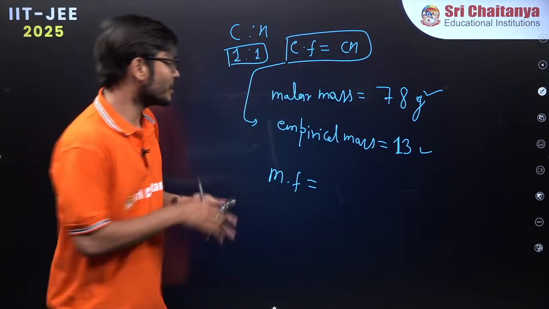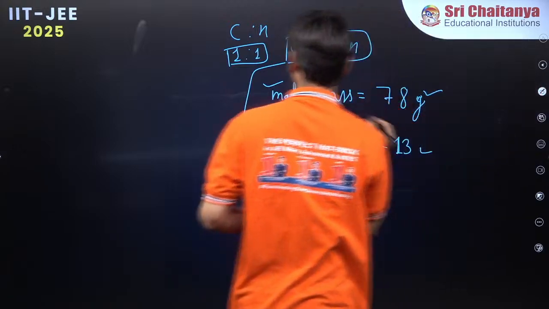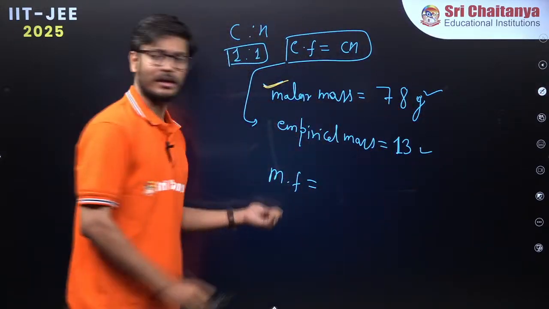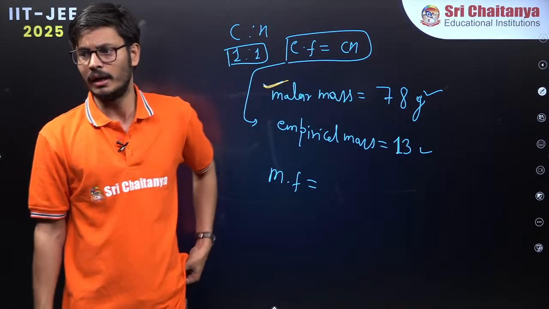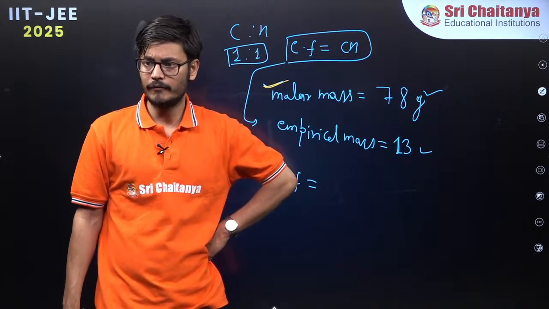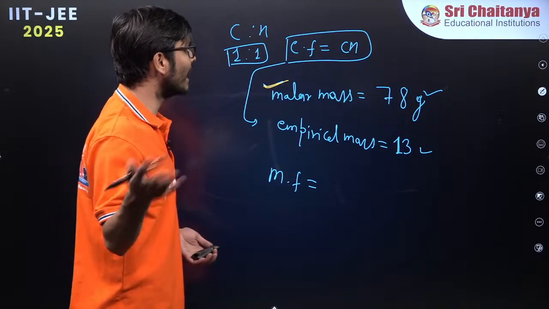So the molar mass is provided to you. I have given you the value of the molar mass. Can you find the molecular formula for me? Very good, C6H6. Very good, guys. Right. Now how have we done that?